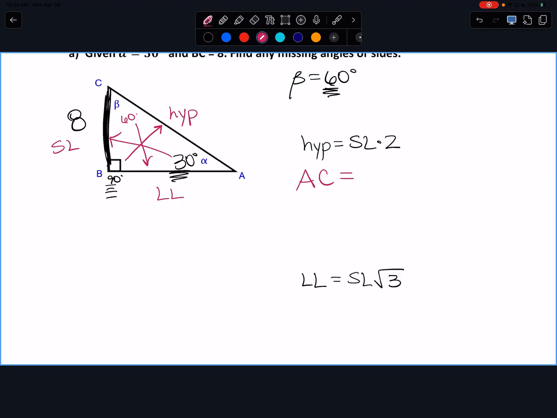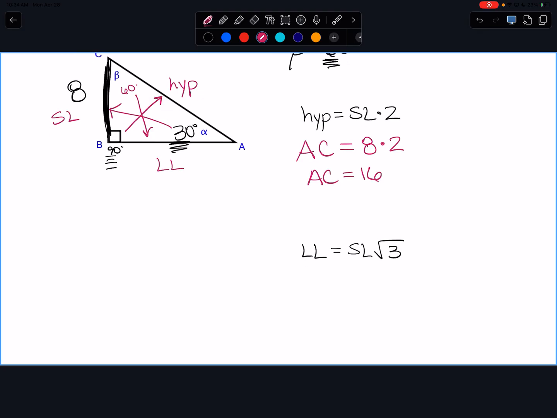So AC equals, may God bless you, short leg, which is 8, times 2. So yes, whoever said 16, thank you. AC equals 16. Could you put CA instead of AC? Yes, it doesn't matter. Okay? All right, which side is the long leg? AB or BA? And that equals short leg, which is 8 times square root of 3. And you're done. Pretty quick if you remember the formulas, yeah?